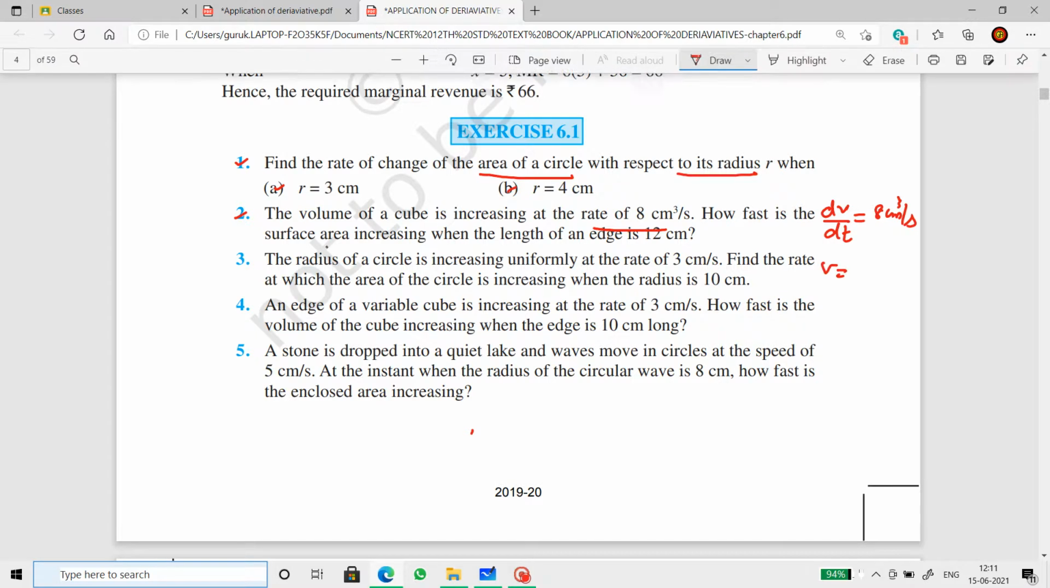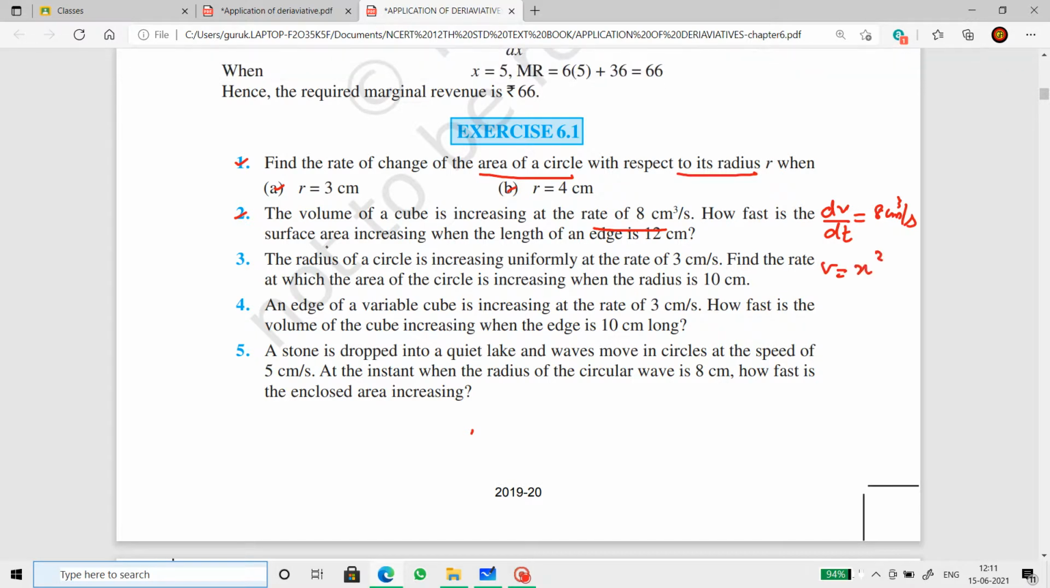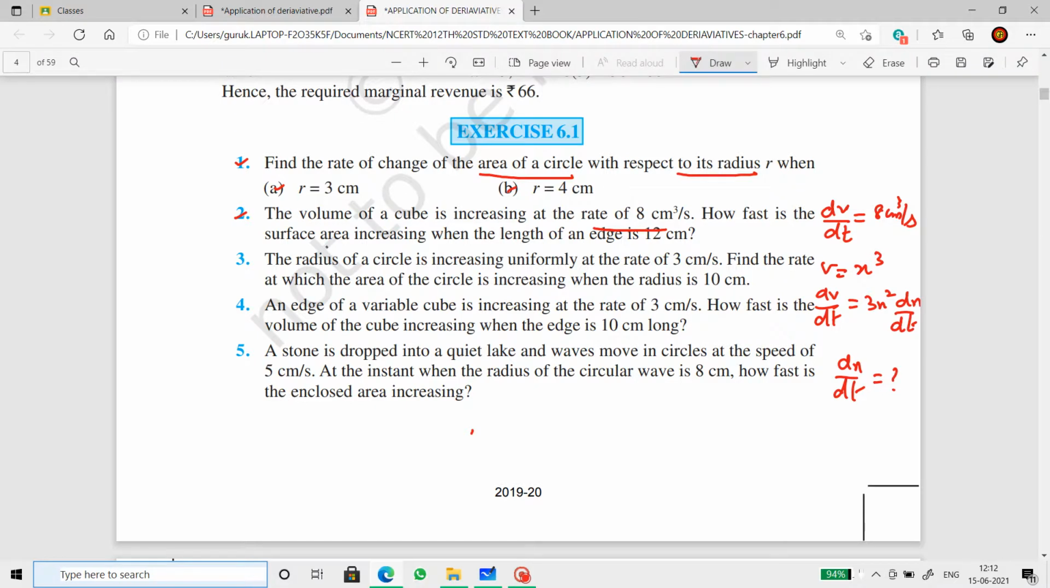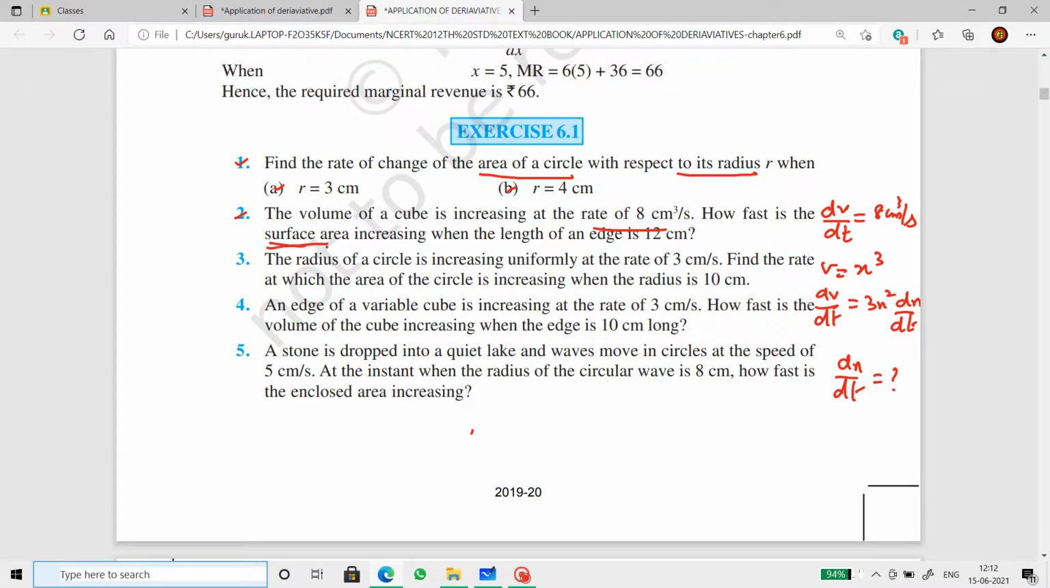So the volume of the cube, just like that sum, is x cube. You differentiate this, you get dV by dt equals 3x square into dx by dt, and then substitute dV by dt, substitute x as 12, with that you get dx by dt. After you find dx by dt, go for dS by dt: substitute x as 12 and dx by dt exactly like the second example. The next also the same thing. The fourth one is also similar to that.